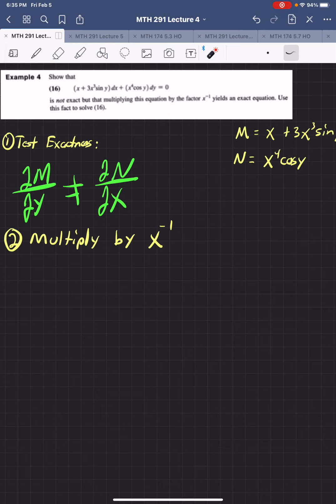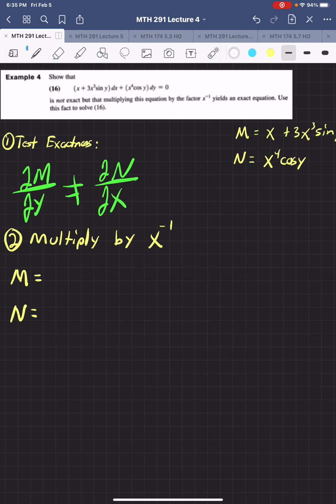So when I say multiply the equation by x to the negative 1, what I'm saying is we're going to be distributing x to the negative 1 to M. We're going to be distributing it to N. Let's go ahead and just give you the result of that. So after you multiply by x to the negative 1, what is the new M? What is the new N?